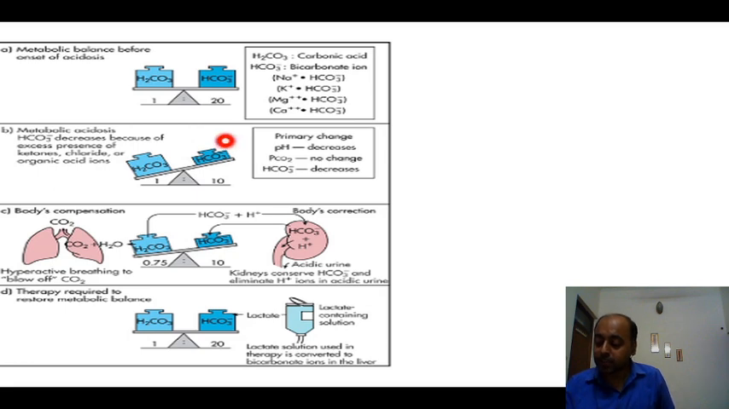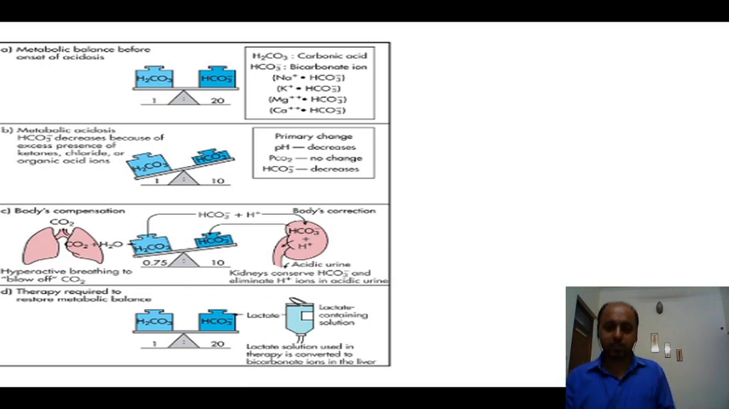So, imbalance, loss of bicarbonate, and partial compensation by the two mechanisms. The kidney will try to reclaim more bicarbonate, and the respiratory system will wash out the H plus. But complete correction happens only when you do the treatment and provide bicarbonate from outside. A lactate containing solution, Ringer lactate, can be given. In that case we get the correct balance.